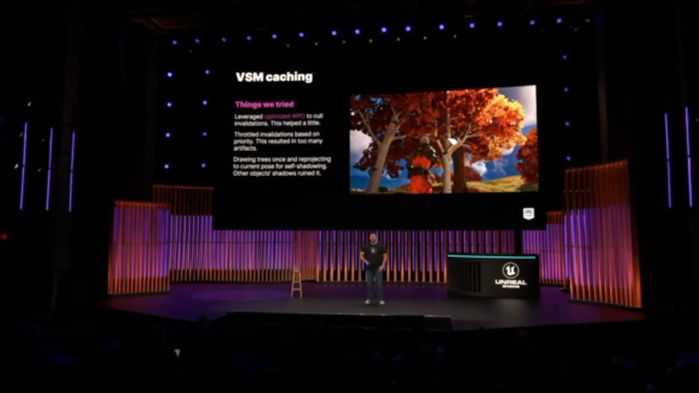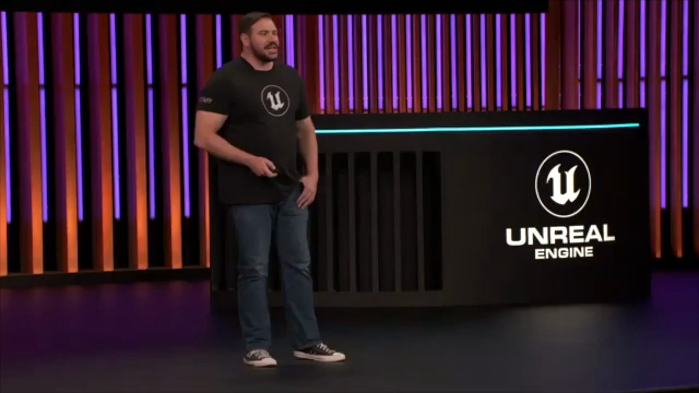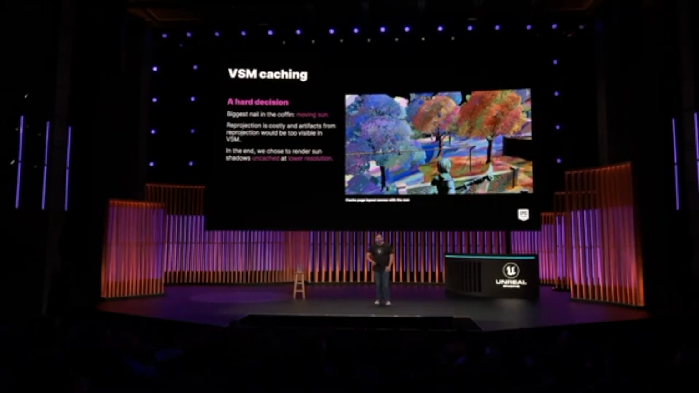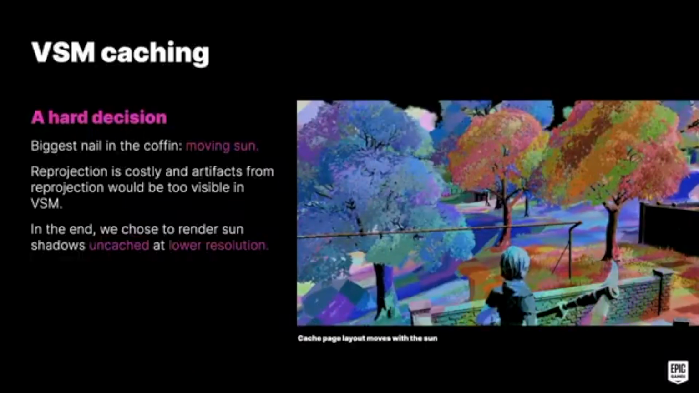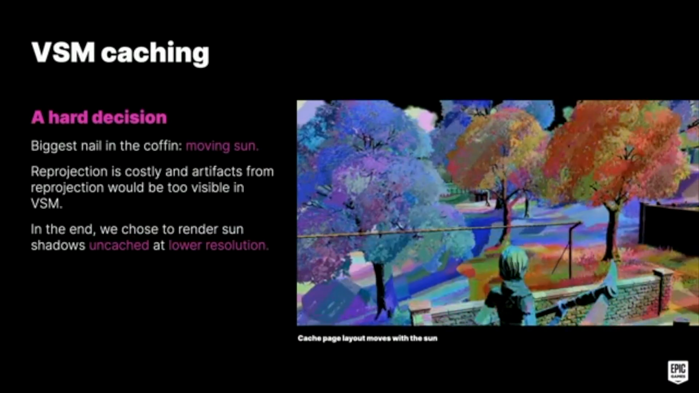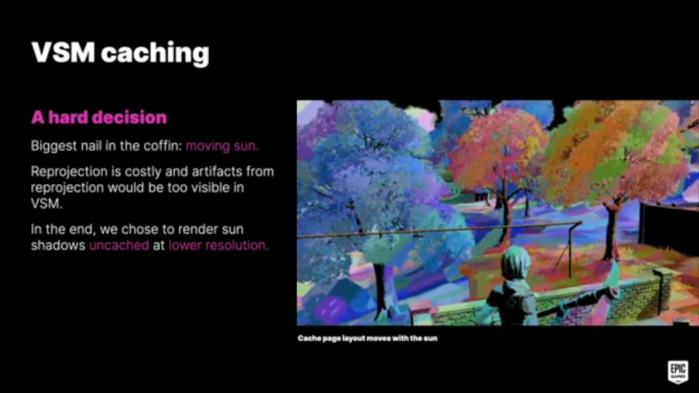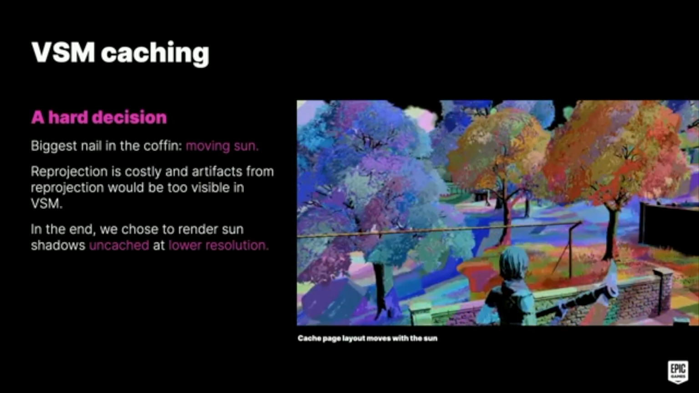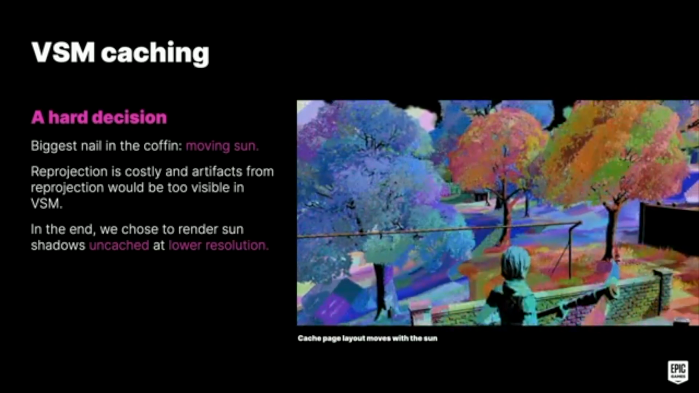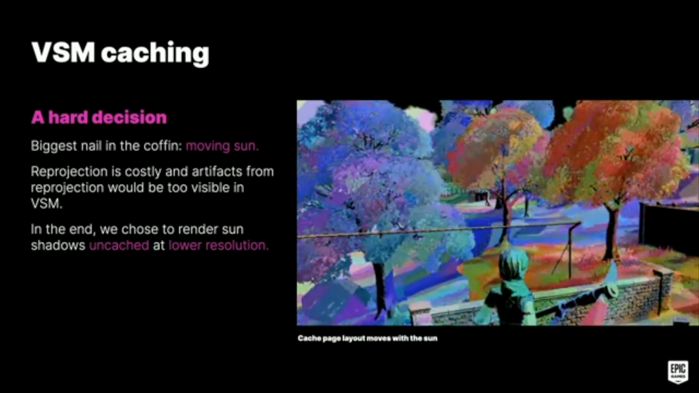We even considered rendering the trees in a base pose and then reprojecting them to their current pose to get self-shadowing. But we couldn't come up with a good way to separate the self-shadow from shadows cast by other objects. The bigger problem we'd have to solve would be to reproject the entire cache when the sun moves. The cost of reprojection itself is prohibitive, and the resulting artifacts would be too noticeable due to VSM's filtering scheme and high resolution. At the end of the day, we made the tough decision to disable caching for sun shadows, and we lowered the resolution to compensate.